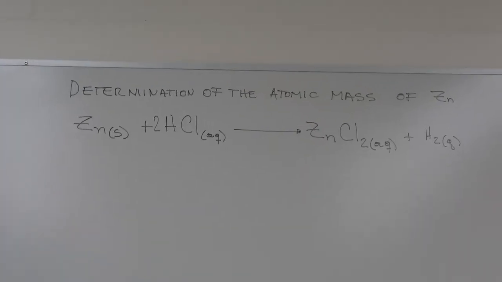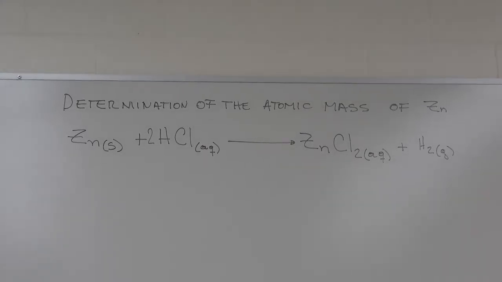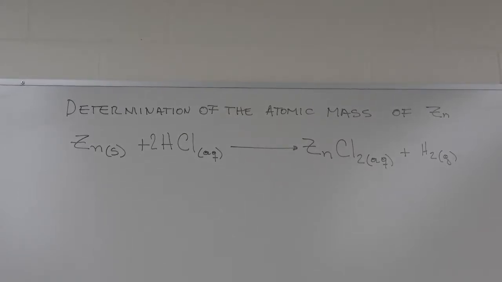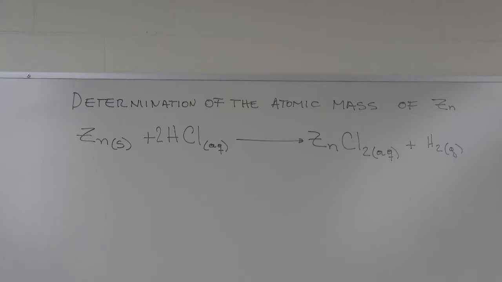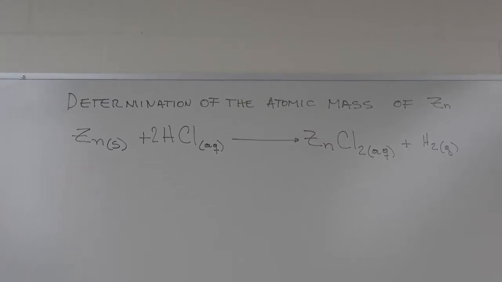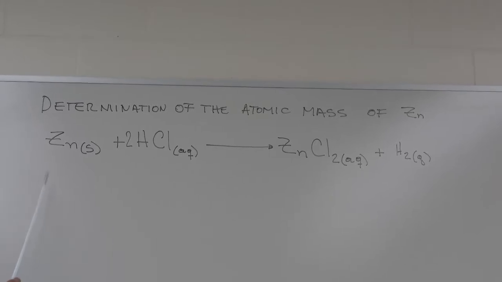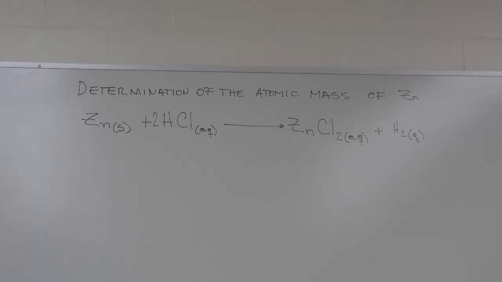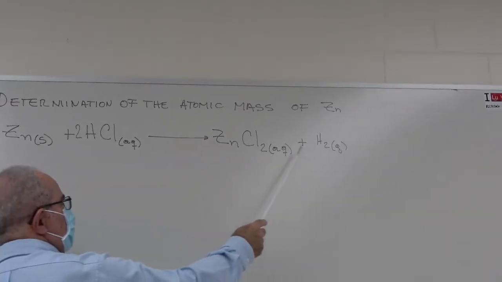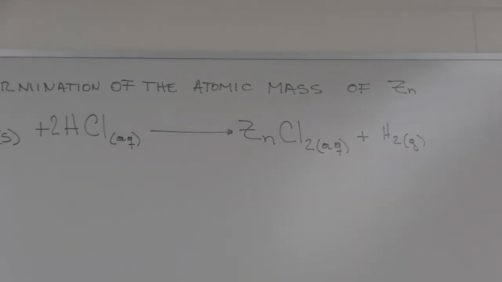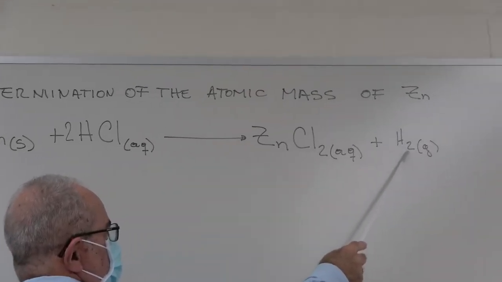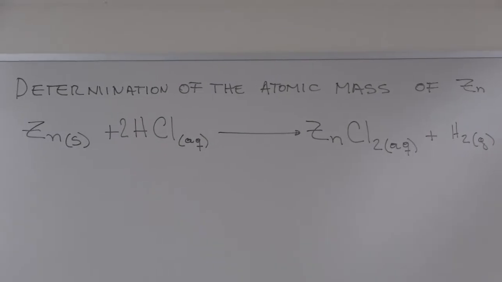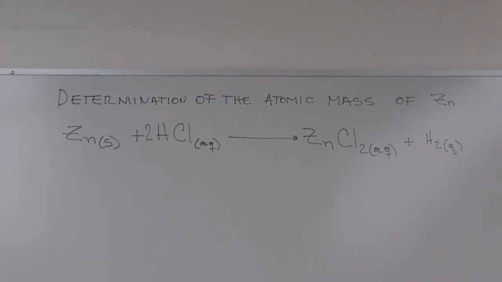In today's experiment, which is experiment number 5, we're going to determine the atomic mass of a metal. In particular, we are going to determine the atomic mass of zinc. In order to do that, we're going to react zinc with hydrochloric acid to obtain zinc chloride and hydrogen. The hydrogen that we are going to obtain is going to be in the gas form and is going to be collected, and its volume is going to be measured.